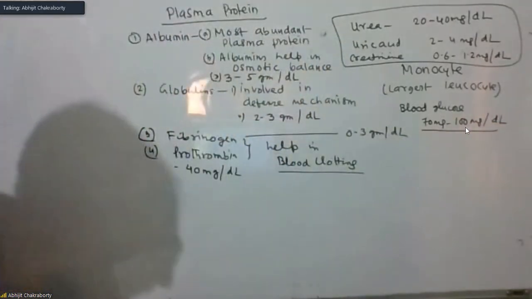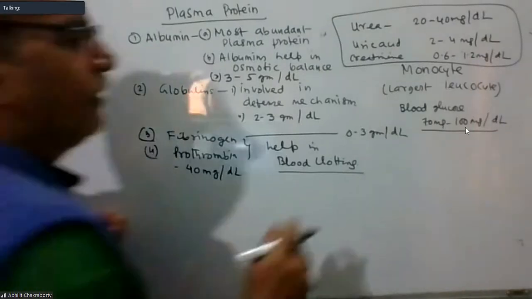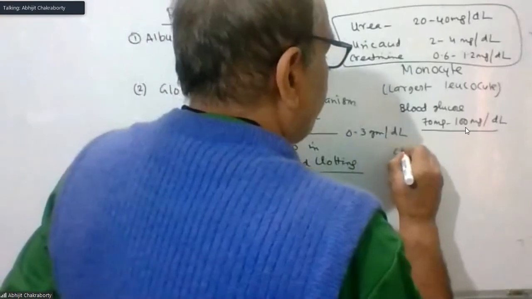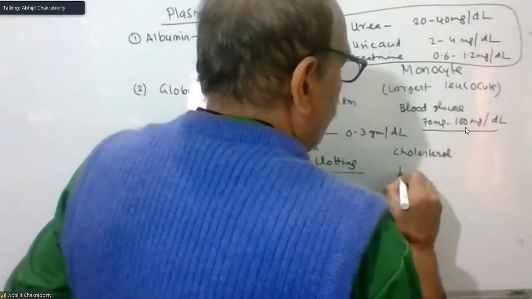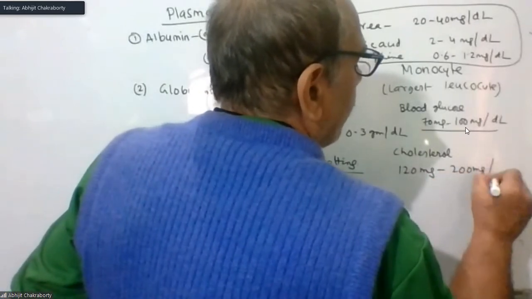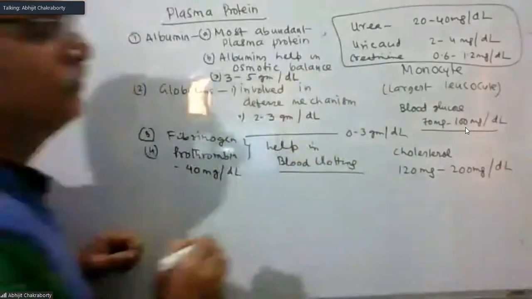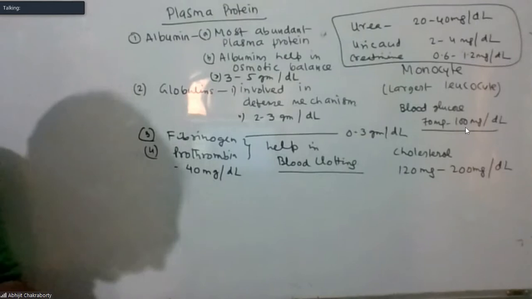Blood glucose. Remember this thing. Cholesterol, 120 milligram to 200 milligram per deciliter. So up to this is sufficient.